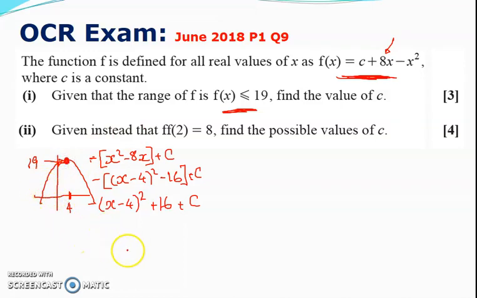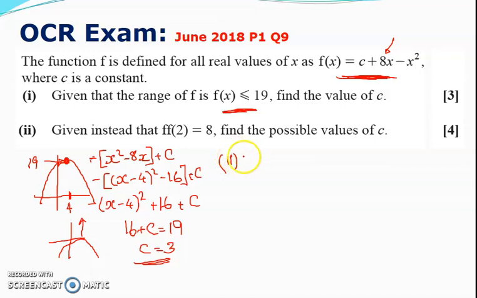Now, why is that useful? Because effectively I now know, you see, a normal graph would look like that, would be the minus (x minus 4) squared. But it's gone up 19. So the 16 plus c must equal 19, c must equal 3. Okay. And then part 2.